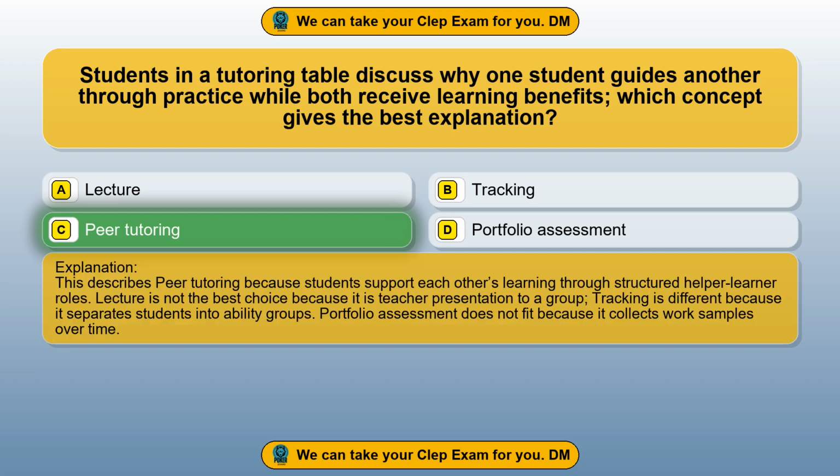This describes peer tutoring because students support each other's learning through structured helper-learner roles. Lecture is not the best choice because it is teacher presentation to a group. Tracking is different because it separates students into ability groups. Portfolio assessment does not fit because it collects work samples over time.